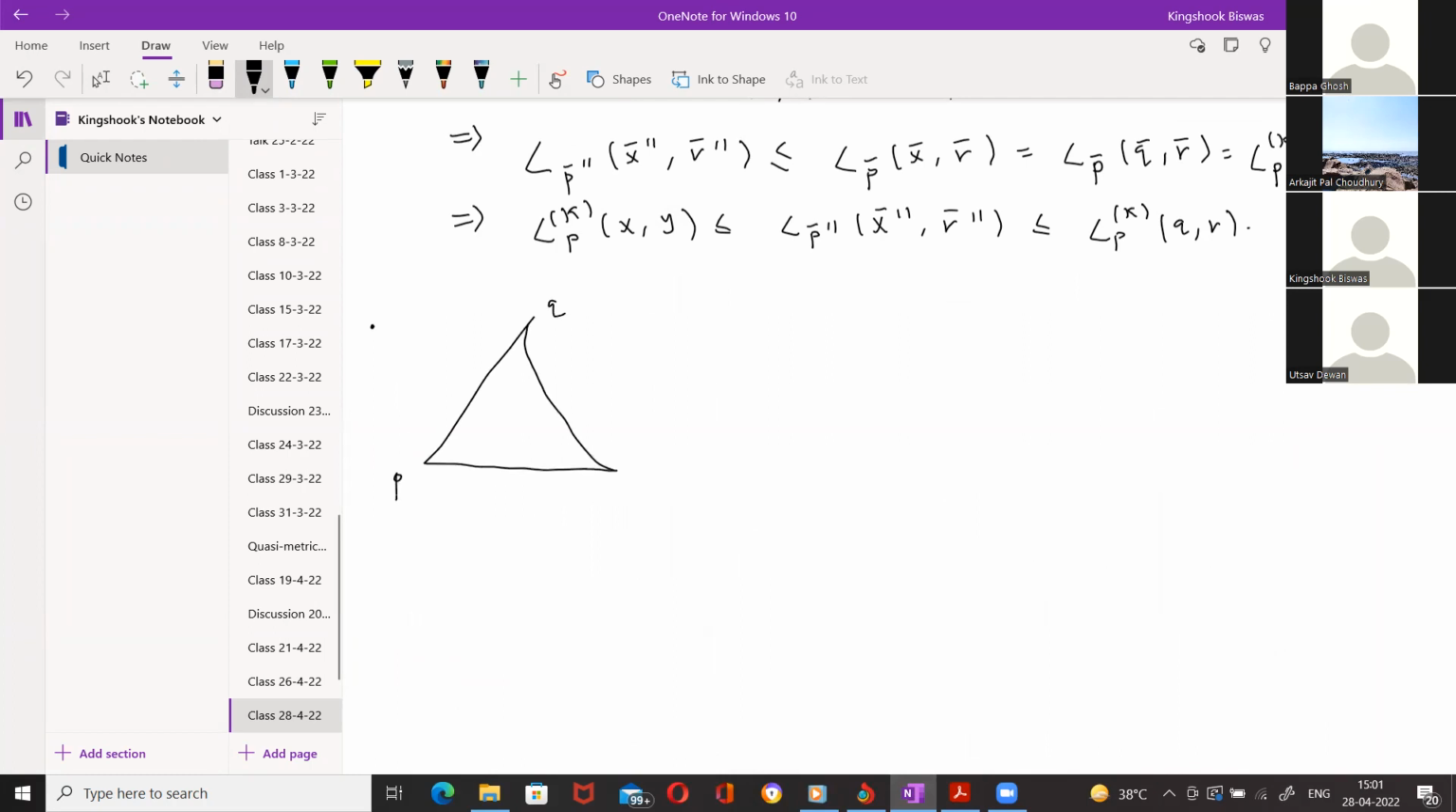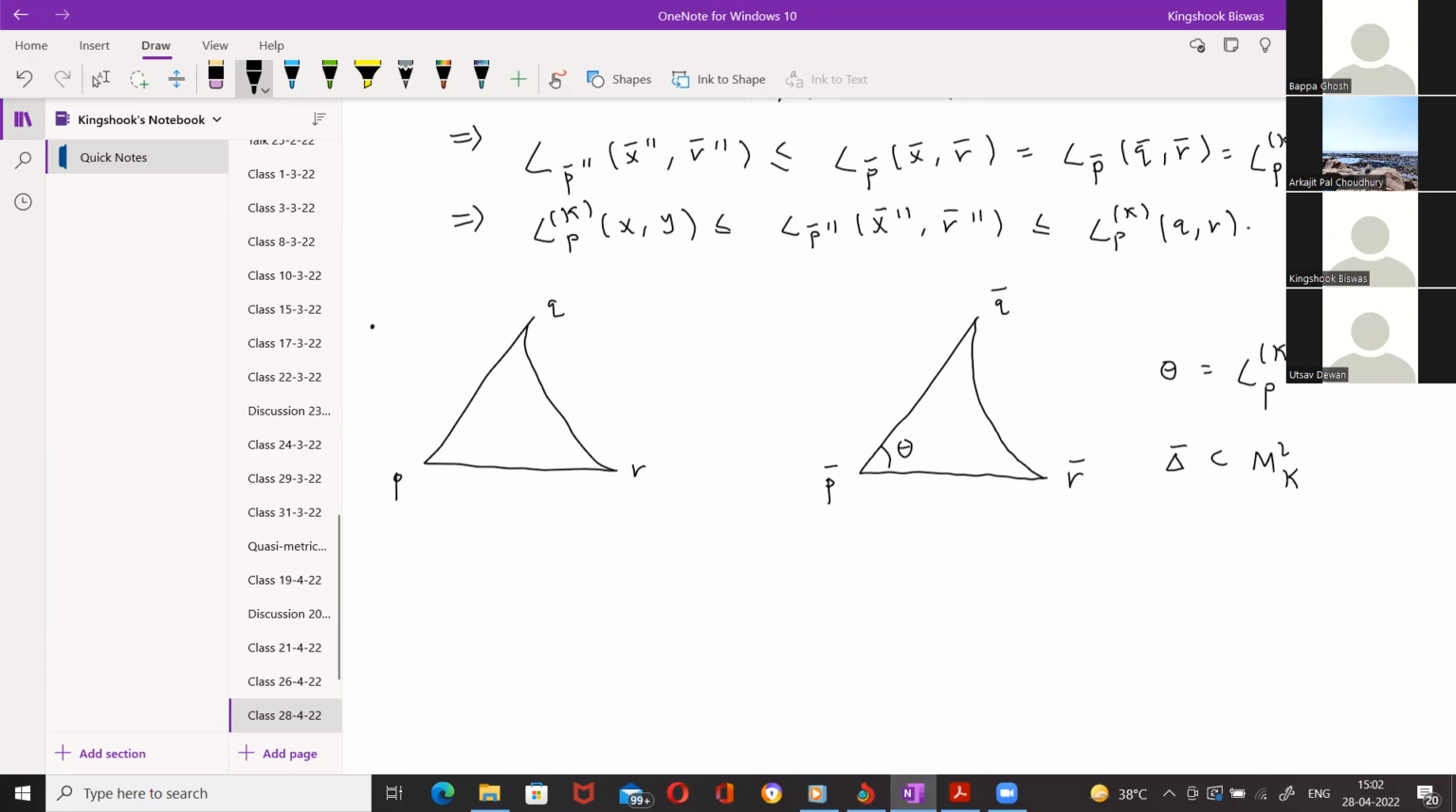So here's PQR, and I have the comparison triangle, P bar, Q bar, R bar. This angle is theta, which is the comparison angle. Angle P kappa QR. Okay, this is delta bar in M2 kappa.